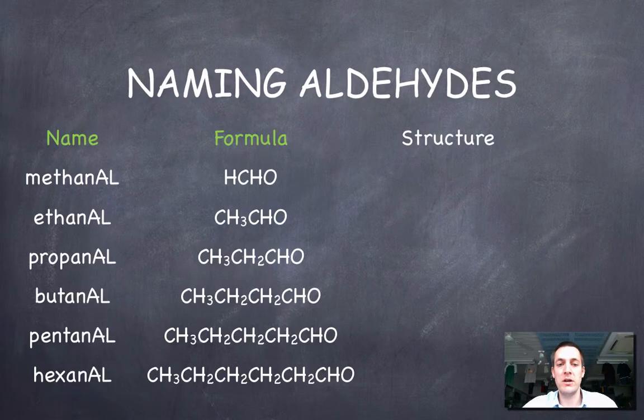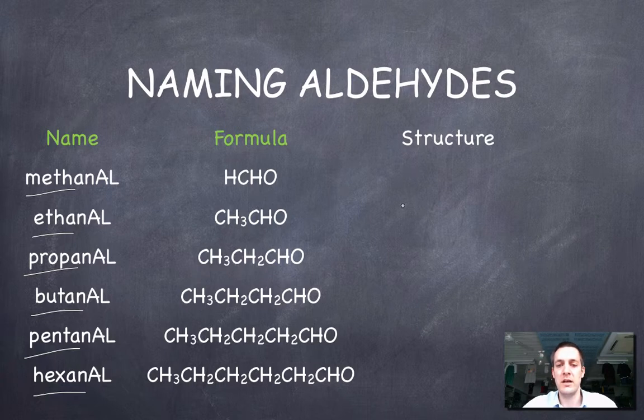How do we name aldehydes? Well, once again, we're using exactly the same prefixes as before to denote how many carbons there are in the chain: meth, eth, prop, but, pent, and hex, up to 6. But now we're naming aldehydes, not alcohols, so we're not ending in ol, we're ending in al. And here's what the formulas look like. Notice they all end in CHO.